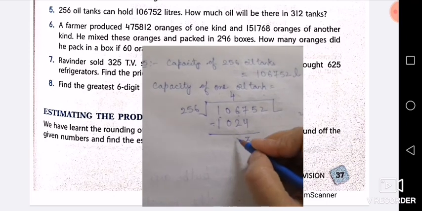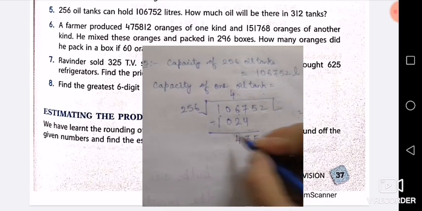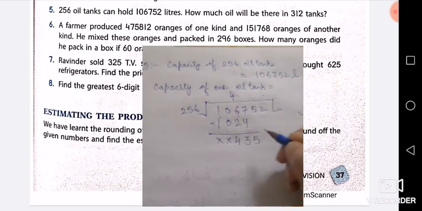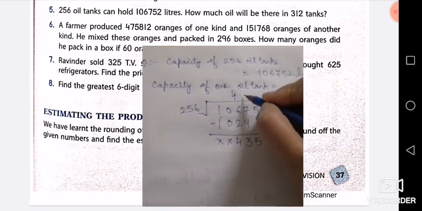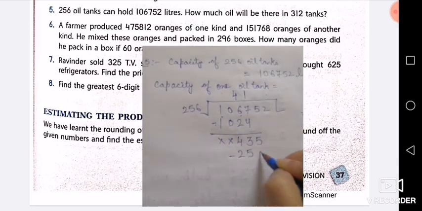6 minus 2, 4 you will get. Now 5 will get down. Nothing will be left here. Now 5 will get down. Now it will go 1 time, that is 256.